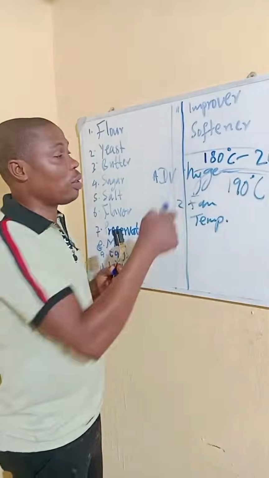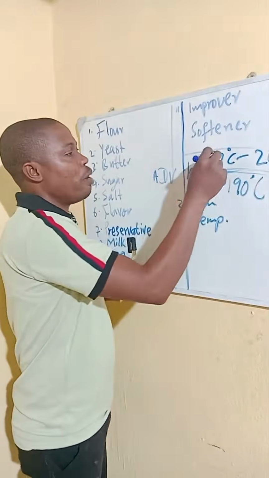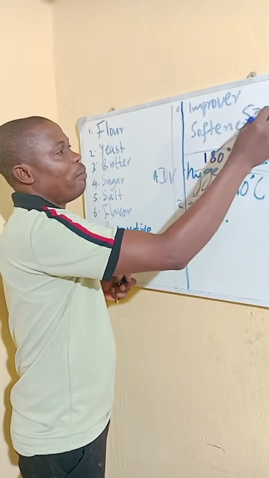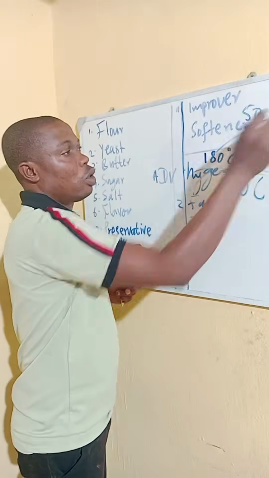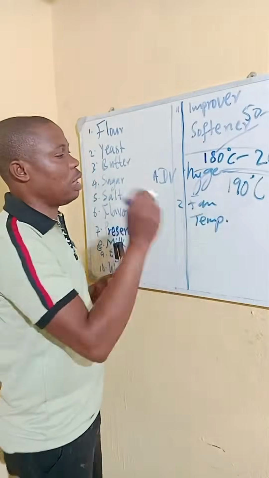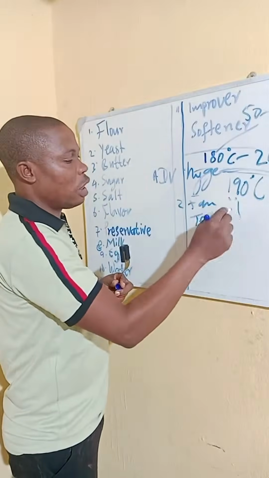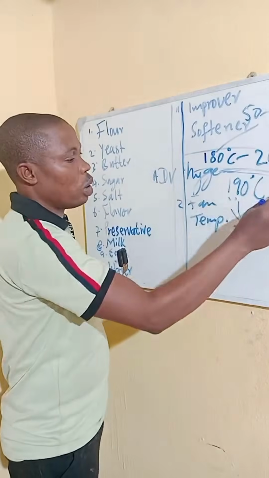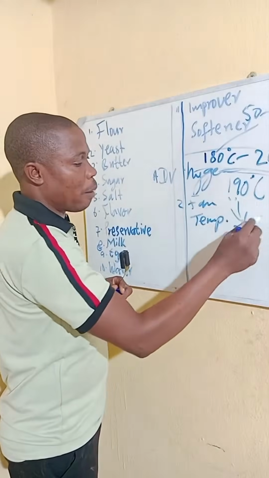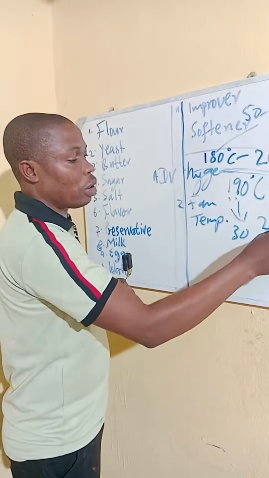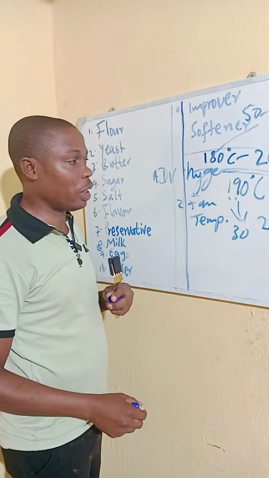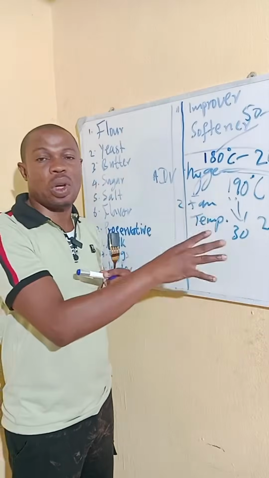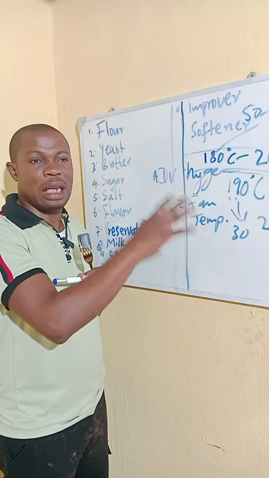Now, if you set your temperature at 180, it will take about 50 to 55 minutes to bake. If you set it at 190, it may take you about 30 minutes to bake. If you set it at 200, it will take you about 25 minutes to bake, which is not okay. You see that? And so you should make sure that the temperature of your oven is in the right range.